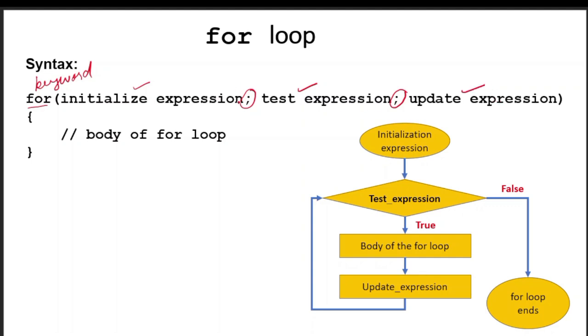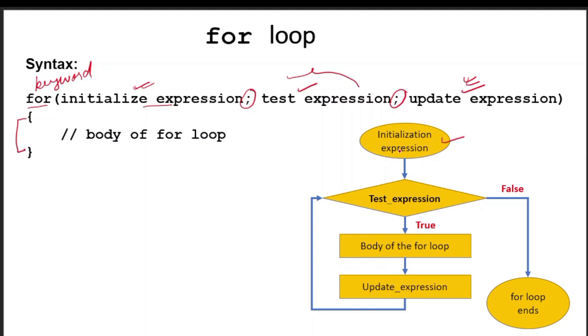You have two semicolons in the for loop bracket, remember it. Here you have the initialize expression where you initialize your variable. Then here you are going to write the test condition for your for loop, and then you have the update expression, that is the variable you are going to update over here, and this is your body of the for loop.